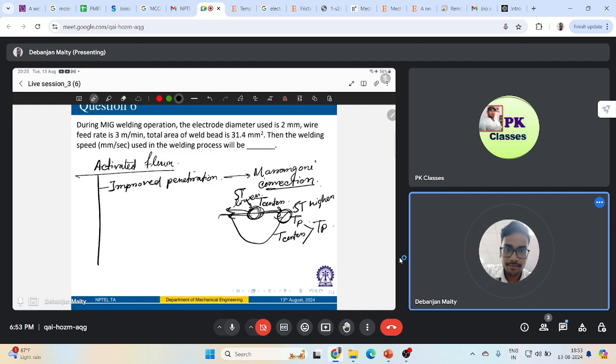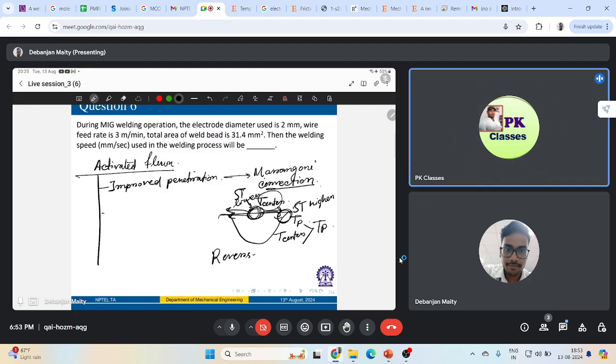However, because of using those activated flux, it will change my surface tension. So wherever there will be higher temperature, there will be higher surface tension, and wherever there will be lower temperature, there will be lower surface tension. So it will basically change the direction of the convection. This we will call reverse Marangoni.